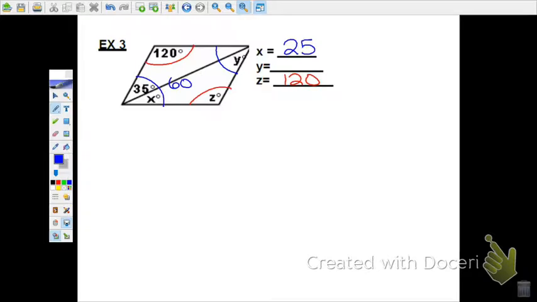And then we have Y, Caleb? Alternate interior. Okay. Y is alternate interior with which one? Y and 35 degrees. So they are equal, the Y and 35. If we think of our parallel lines cut by a transversal, we have alternate interior angles, which are congruent.